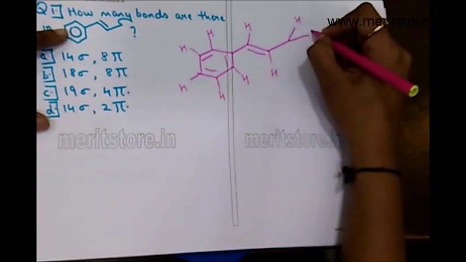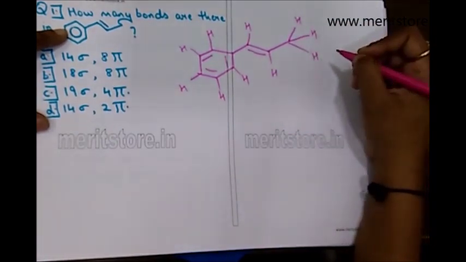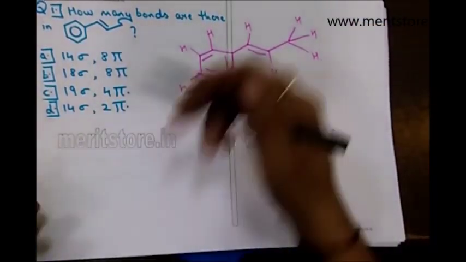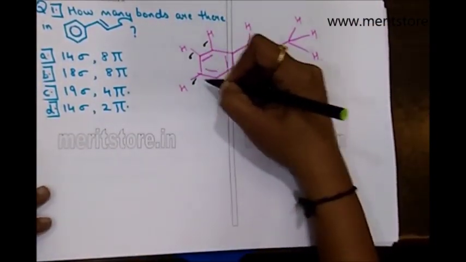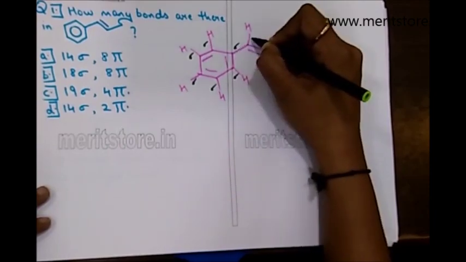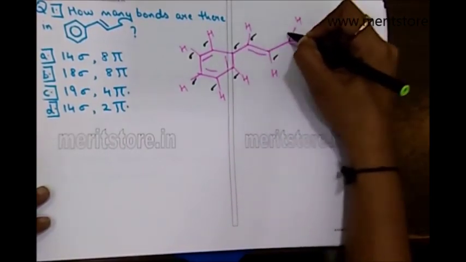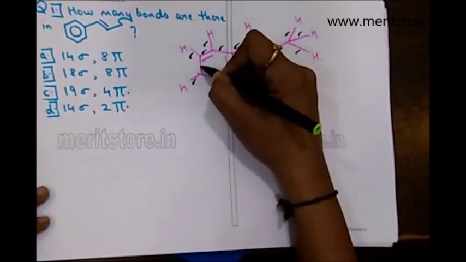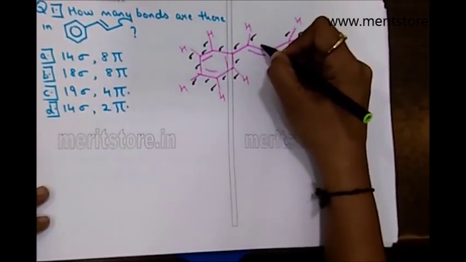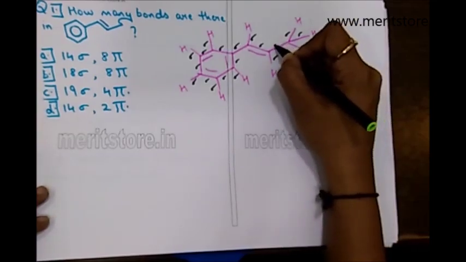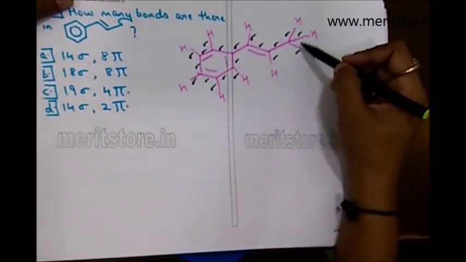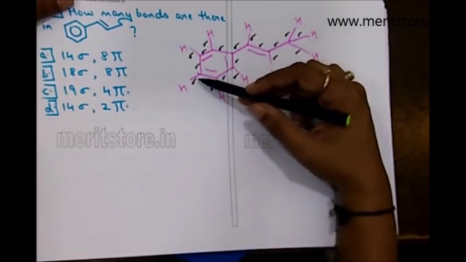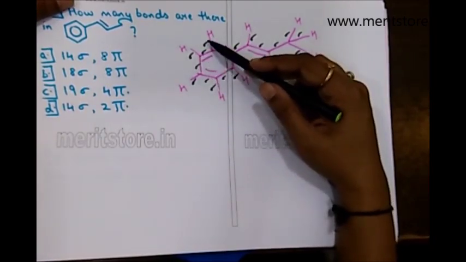And since this is terminal, it is bonded to 3 hydrogen. So in this case, if I have to calculate the sigma and pi bonds, all single bonds are called as sigma bonds. Now in the double bond, there is one sigma and there is one pi bond. So overall in this case, we'll find 1, 2, 3, 4, 5, 6, 7, 8, 9, 10, 11, 12, 13, 14, 15, 16, 17, 18, 19.